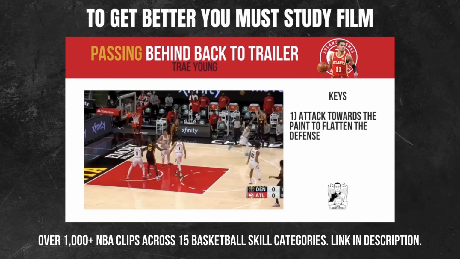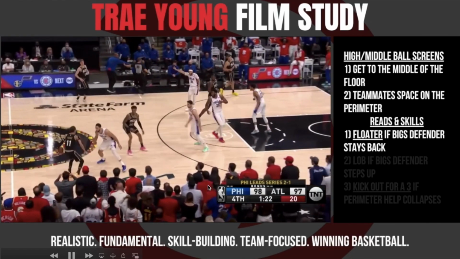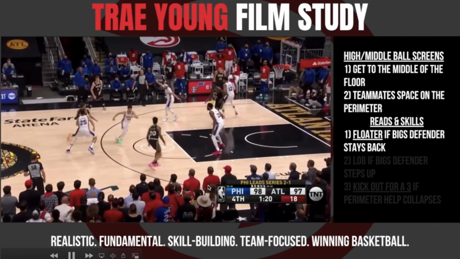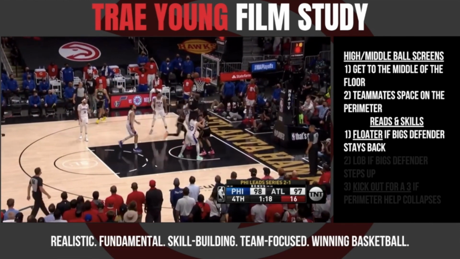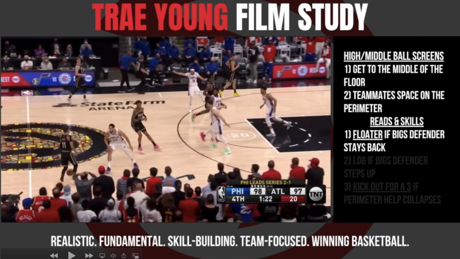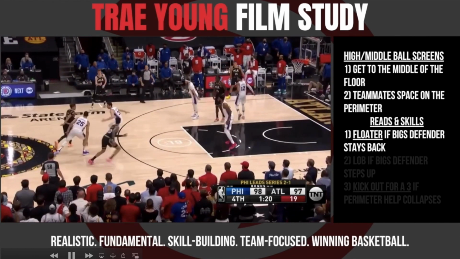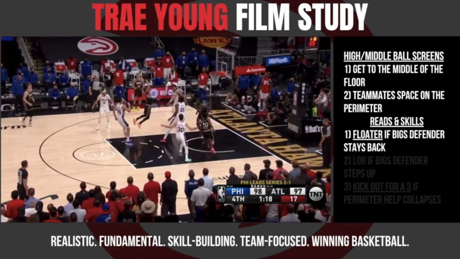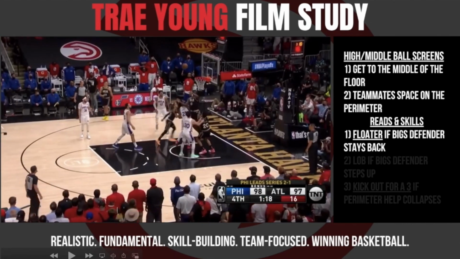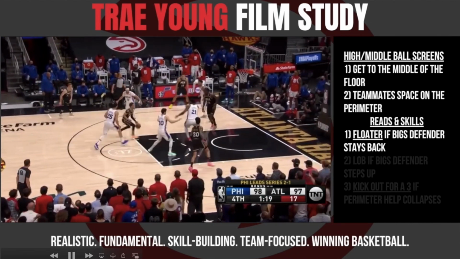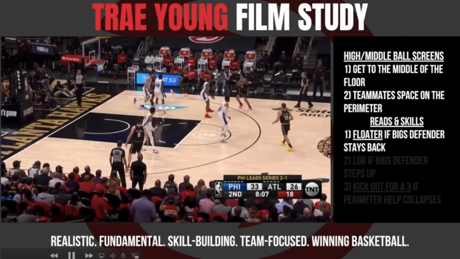And then the last thing, the pointer on the floater, is you've got to decelerate and get on balance. I don't know exactly if it's half speed or three-quarter speed, but right here, Trae Young is definitely not going full speed into this floater. He's going about half speed and just being patient with the defense. Let's move on to the next clip.